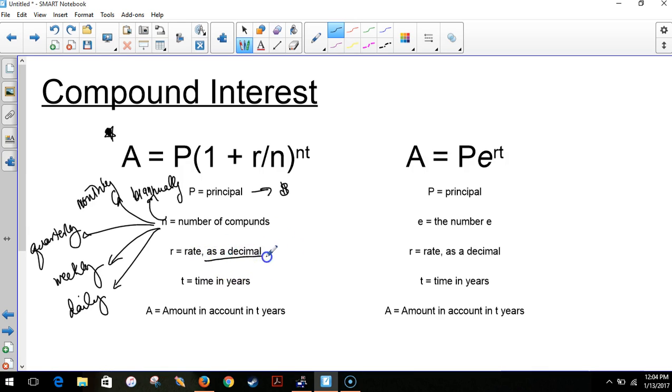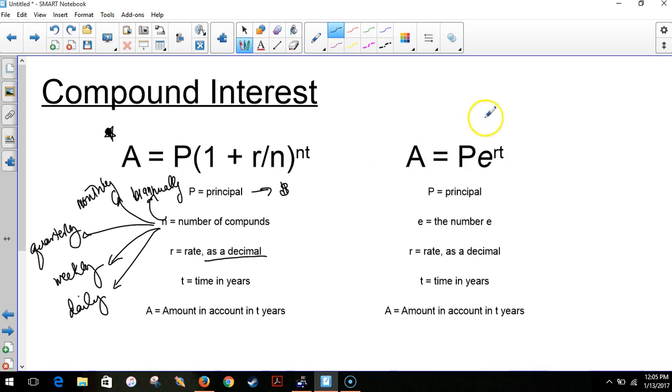R is your rate as a decimal, your APR as a decimal, and it's very important that you change it over to a decimal. T is always time in years, even if you're talking about a portion of a year. So if you want to invest funds for only 6 months, you don't want to say 6 because that means 6 years. You'd have to say 1/2 or 0.5 to talk about half of a year. And A, the amount that you solve for, will be the amount in the account in T years.